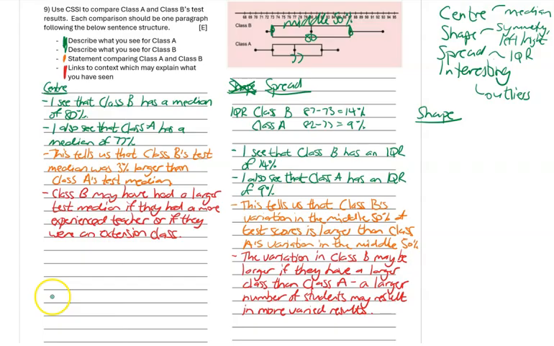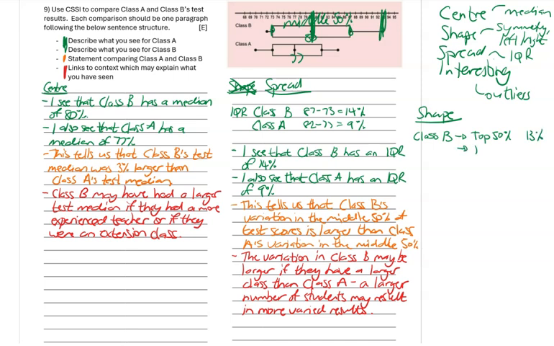So let's start by discussing Class B. I'm not going to write this out fully right now, I'm just going to write down the numbers. But Class B, if you look at the top 50% of the graph, that varies from 80, which is the median, all the way up to 93. So that's got a variation of 13%.